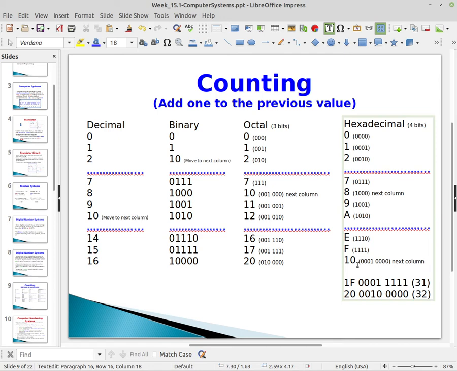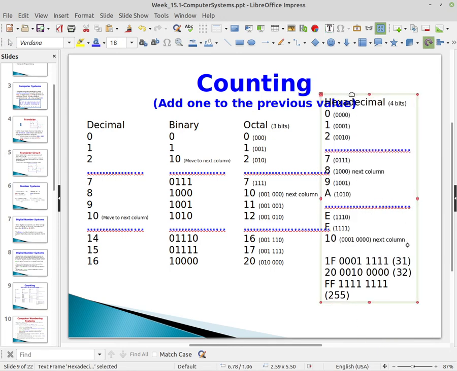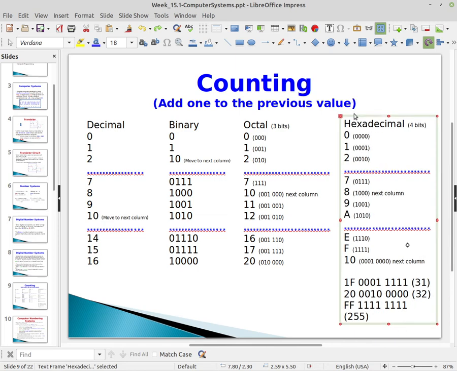All right. So if we get up to FF, which is all ones in binary, that would equal 255 in decimal. So just as you start getting higher and higher here, those values actually start adding up very, very quickly.